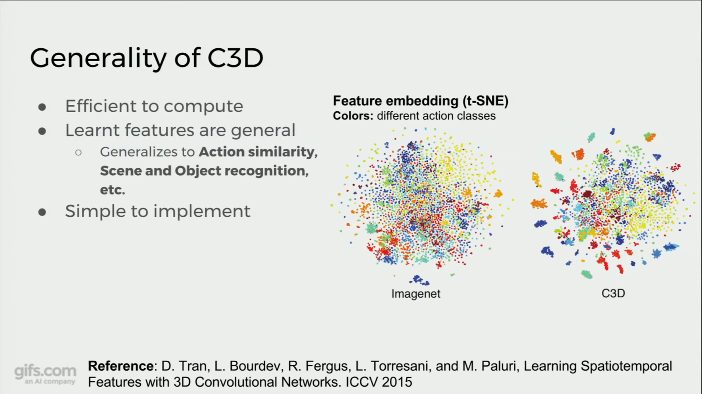What's also interesting is that this model is very general. It was trained for action recognition, but it also works well for scene recognition, object recognition, and action similarity. And here's a visualization of what C3D learns. This is a projection of the features it learns to 2D, and each color represents an action. You can see that it separates the different actions better than a network that's trained for ImageNet, which doesn't have this motion information.